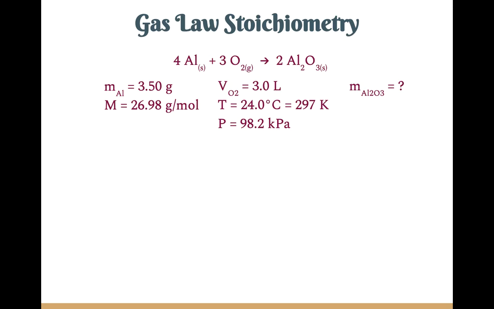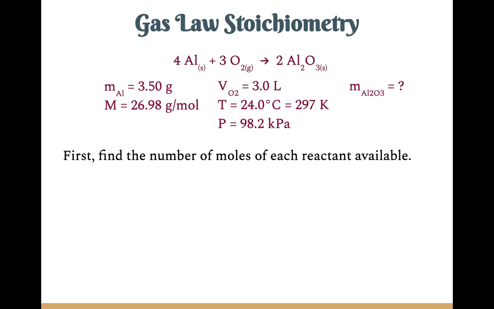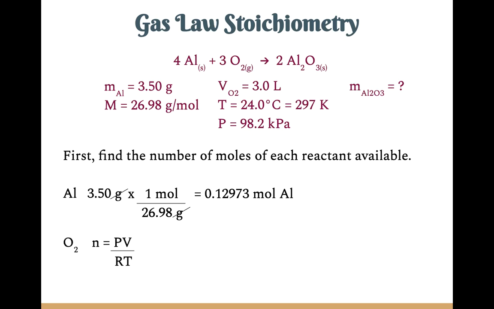To figure out which one's the limiting reactant, we're going to find the number of moles of each reactant that's available. So first of all, the moles of aluminum. We've got a mass of aluminum. We're going to use the molar mass to find out that we had 0.12973 moles of aluminum participating in the reaction.